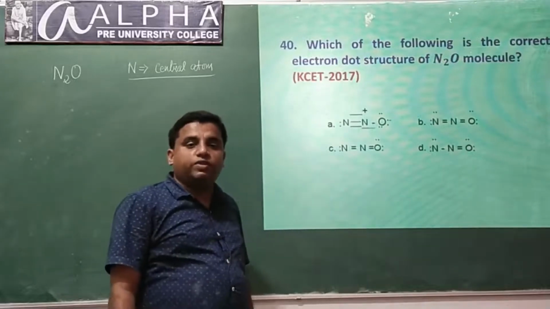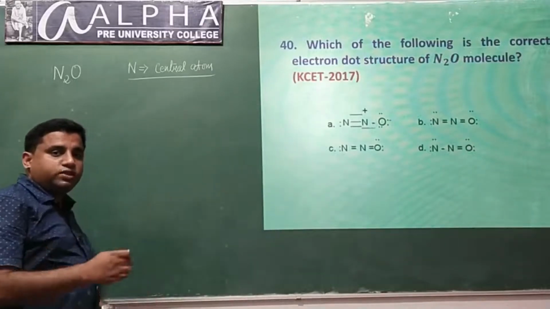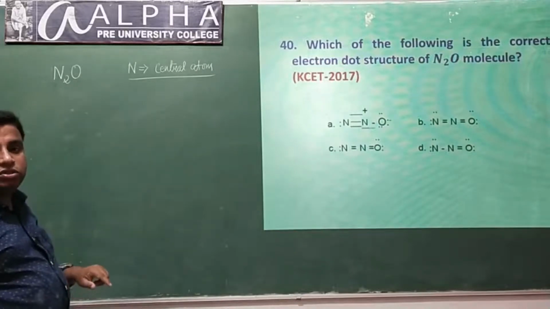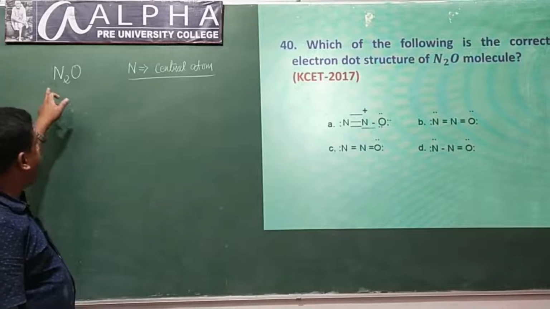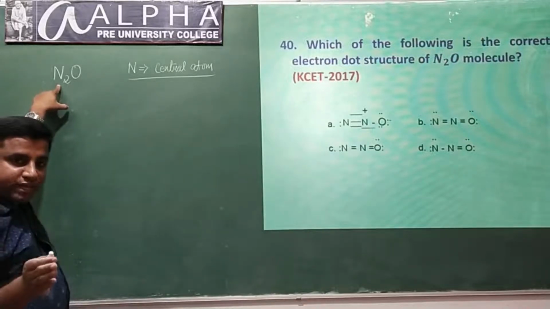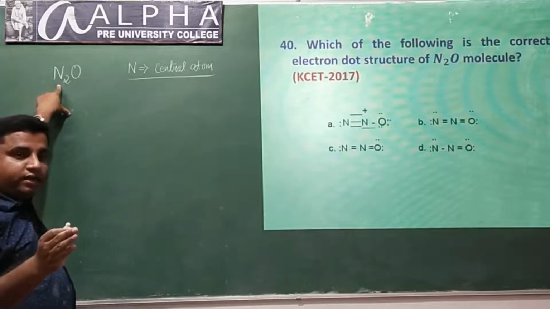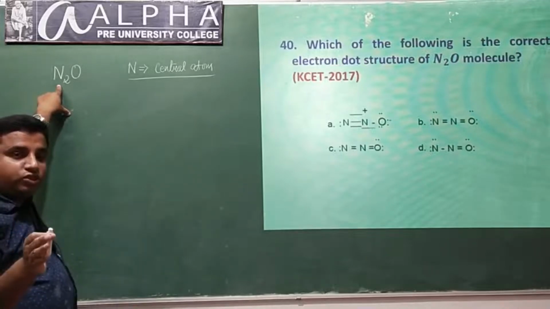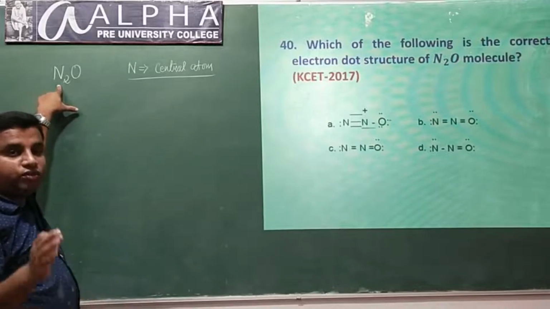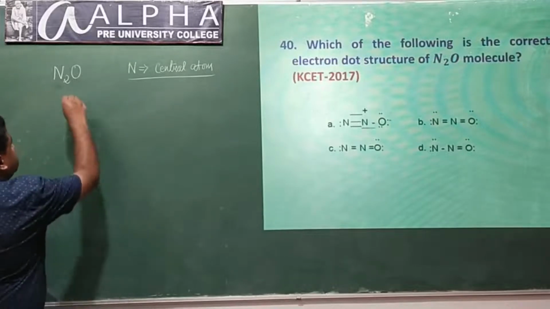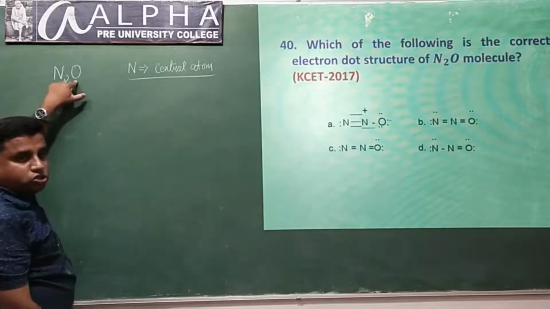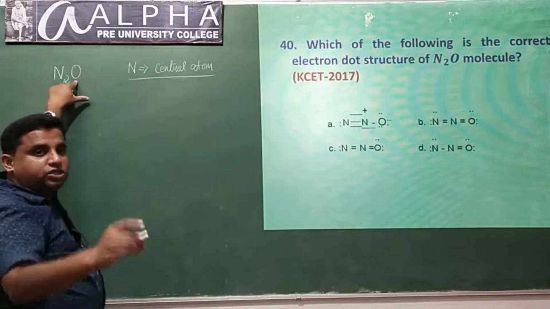Let us go with the steps, students. First, count the total number of valence electrons in all the atoms. There are 2 nitrogen. Nitrogen belongs to the 15th group. I have kept telling you again and again, nitrogen belongs to the 15th group. 15th group means 5 valence electrons. So there are 2 nitrogen, 5 twos are 10 valence electrons. Oxygen belongs to the 16th group.